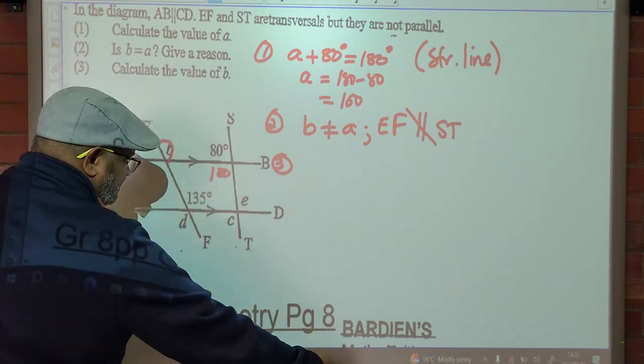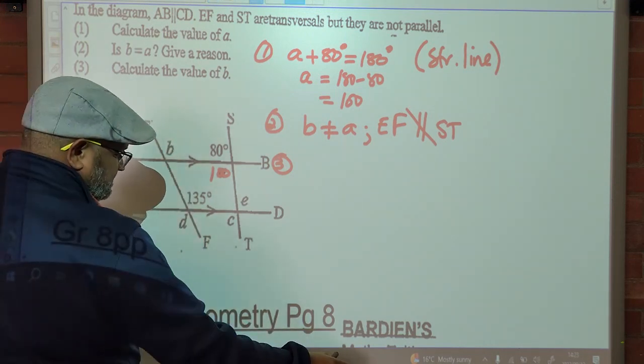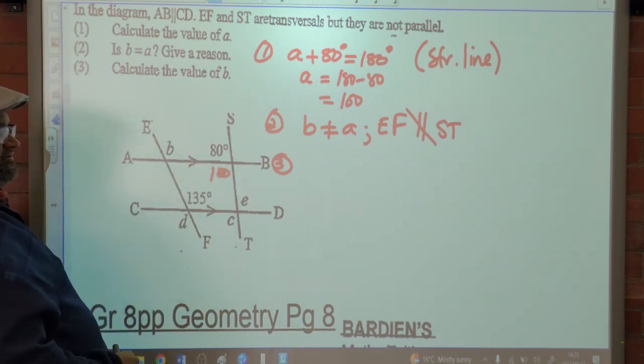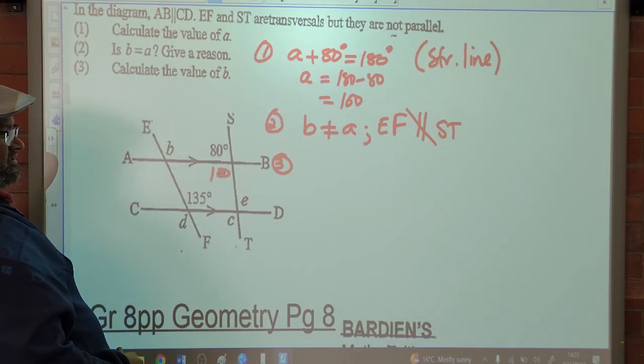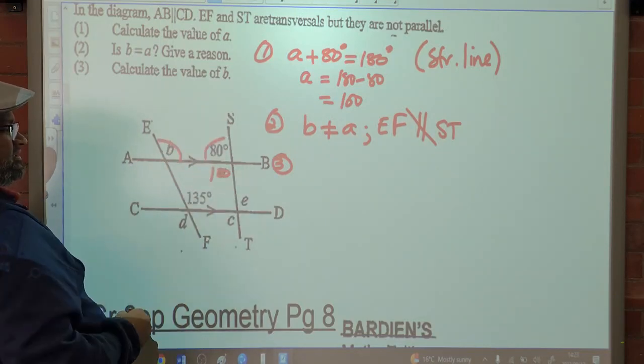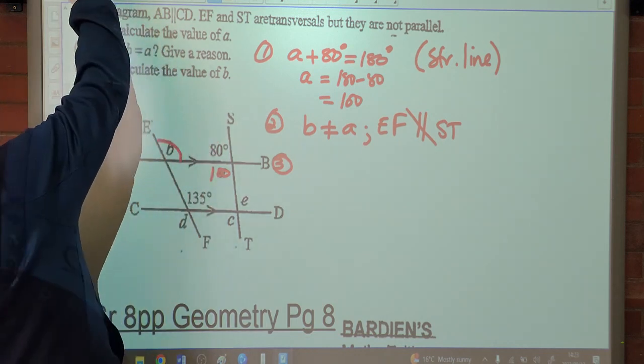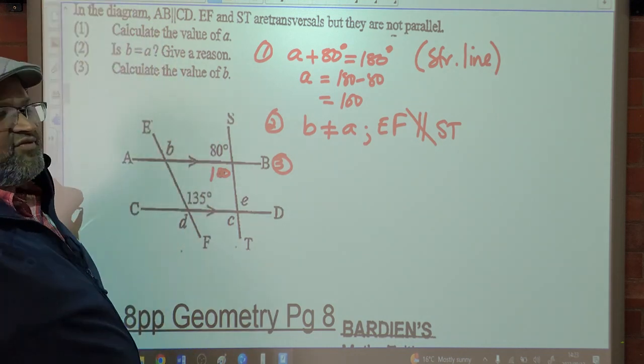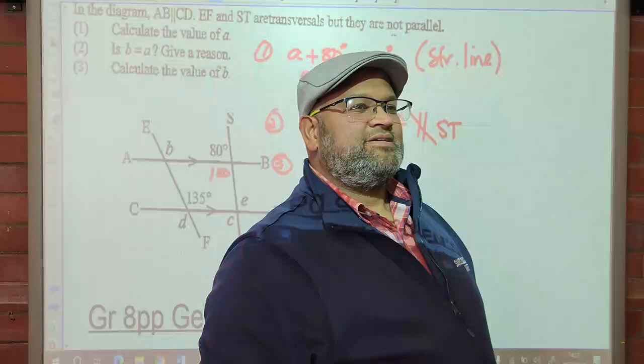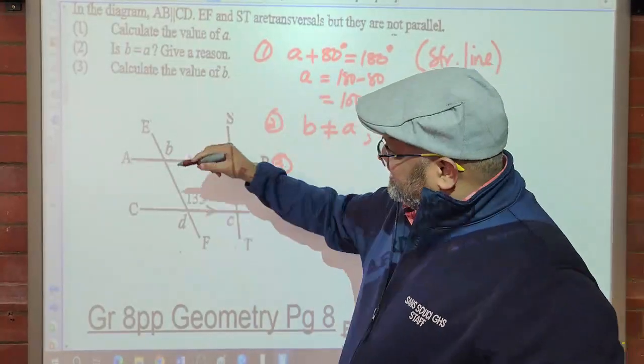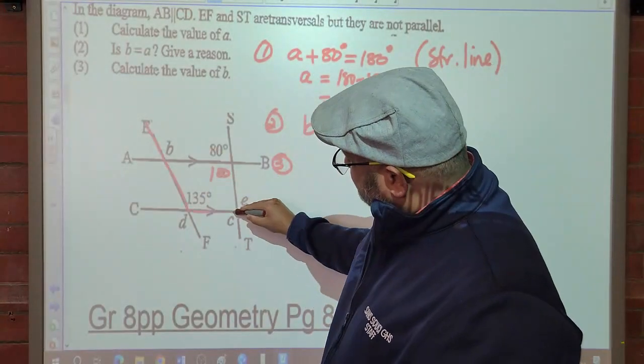Okay. Let's look at number 3. Calculate the value of B. So what is B equal to? 80 degrees. Why is it 135? 135 is correct, but why? Corresponding, yes. Can you see that F being formed there?